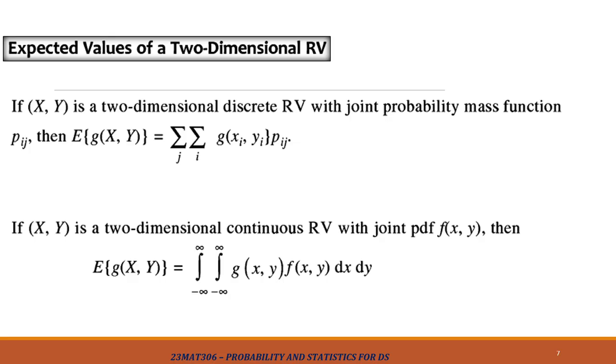Next, we're going to talk about the expected values of two-dimensional random variables. Generally, expected value means the mean. So, x comma y is a two-dimensional discrete random variable. In the discrete case, for a one-dimensional random variable, the expected value is a summation of our function times the probability function. In the two-dimensional case, we have to take two summations. Likewise, for continuous random variables, we have to take a double integration of the function g times f with respect to dx and dy.